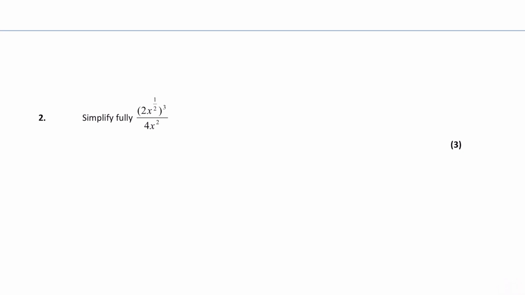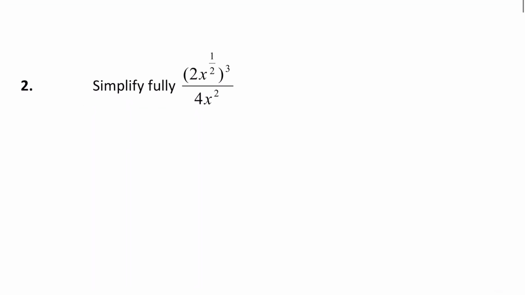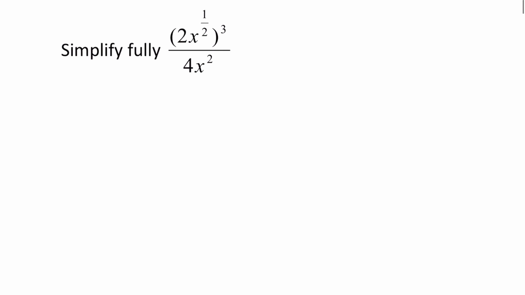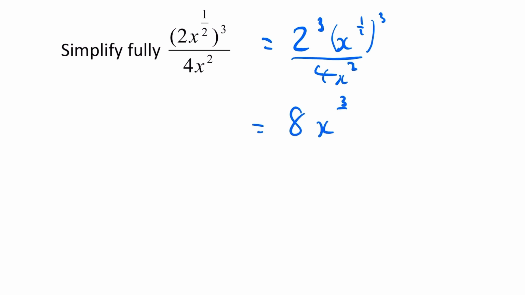Question 2, a powers based one. So if we firstly expand the bracket on the top, we would have to do 2 cubed as well as doing x to the half cubed, which means that we would have 8 lots of x to the 3 over 2, because we times the powers, divided by 4x squared.